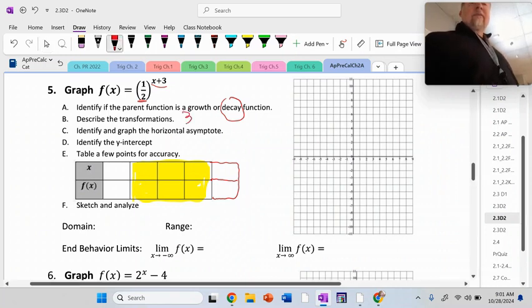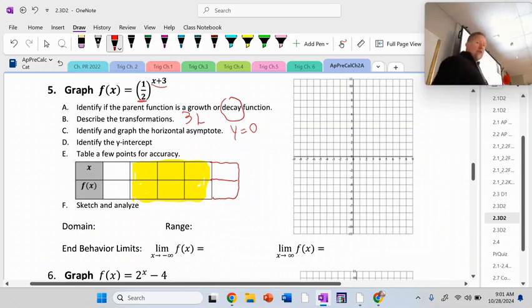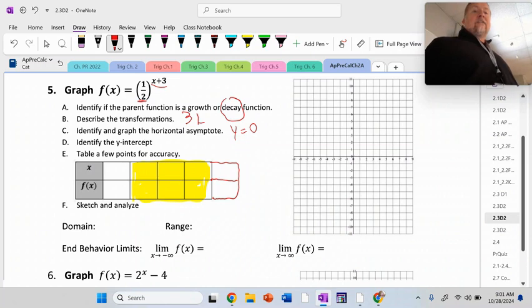So 3 left. Don't scare the children, Mr. S. All right, and then there's no up-down shift, so we're going to see a y equals 0 there. We'll see it in the charts. And then the y-intercept, we'll hold off on that. Don't let me forget about this.